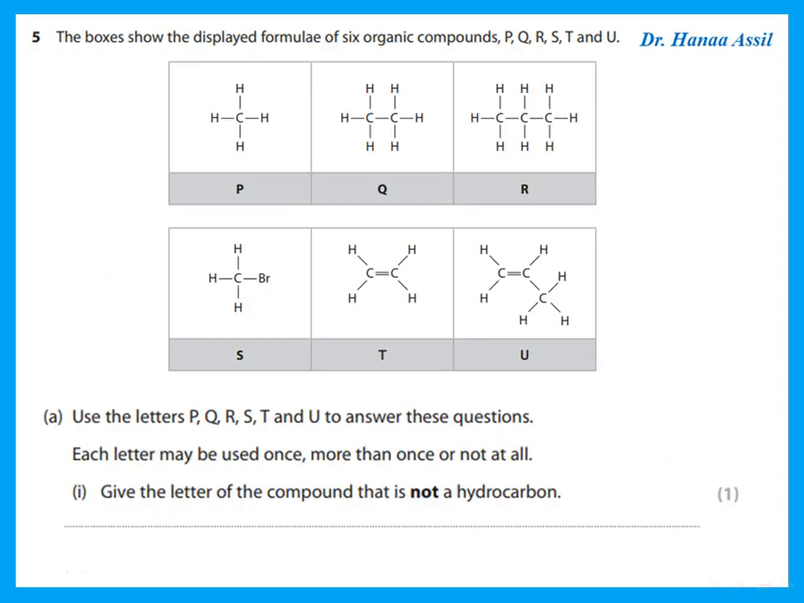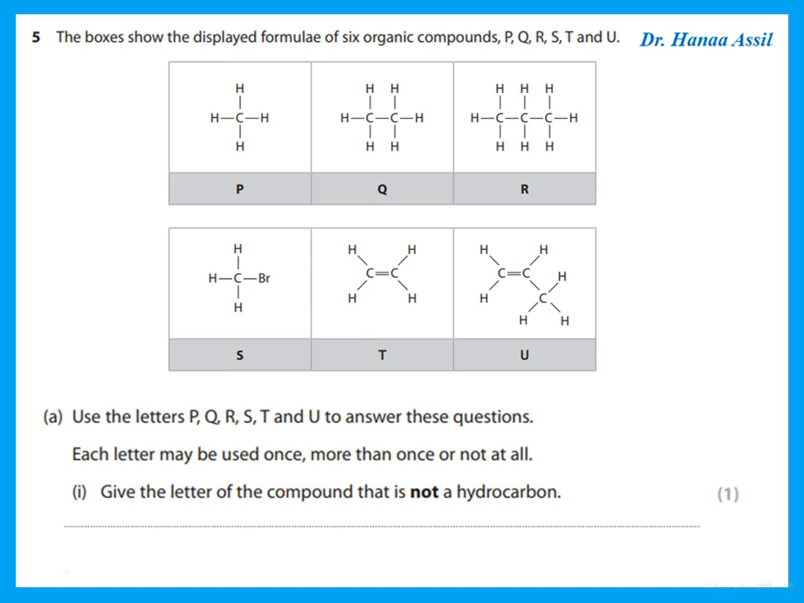Okay. Question 5. The boxes show the displayed formula of 6 organic compounds. Use the letters to answer these questions. And please try to follow any instructions he gives you. Use letters P, Q, R, S, T, and U to answer the questions. Each letter will be used once, more than once, or not at all.